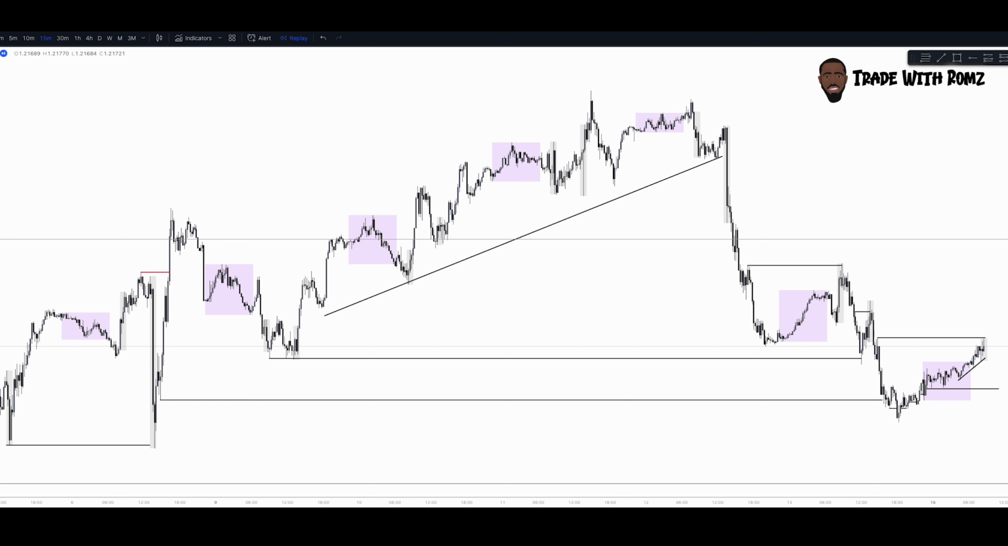I still have the learnings from the ICT concepts, but from a bit earlier in the year, I've been learning the Liquidity Inducement Theorem concepts, or LIT concepts. A lot of you will know what that is, a lot of you won't.